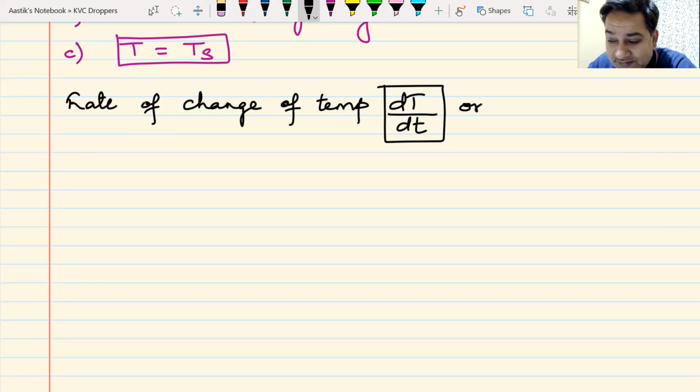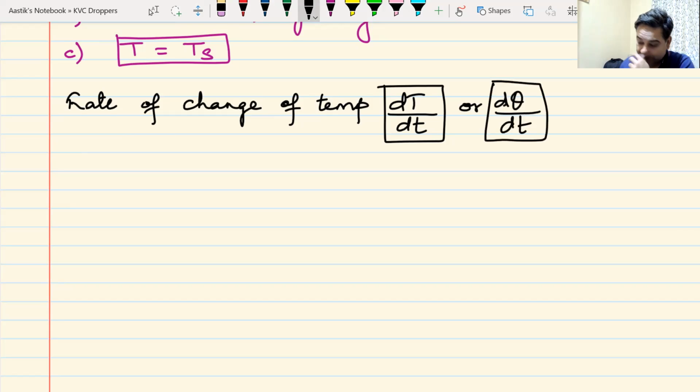Or if you don't want to write it as dT by dt, you can write it as d theta by dt. Which one would you like? I think I will use d theta by dt. Do we understand this? Yes, sir.